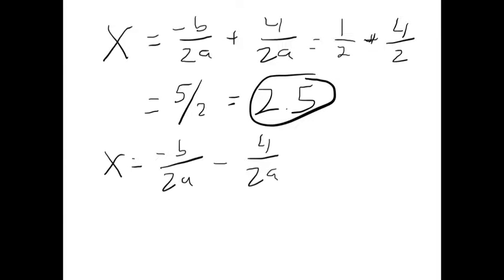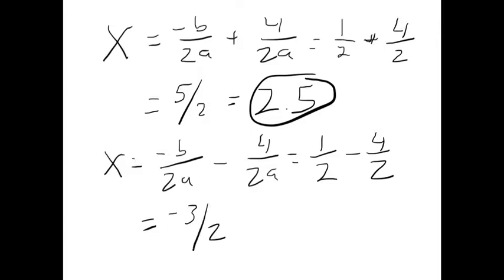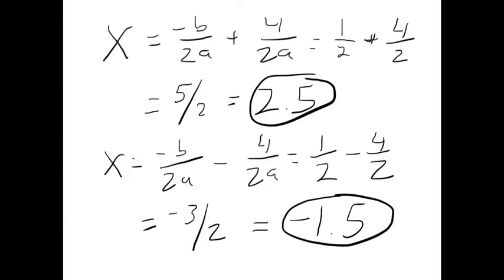The other one involves similar reasoning. -b over 2a we already decided is 1/2. And from this we're going to subtract 4/2, which gives us -3/2 or -1.5. So those are the two answers.